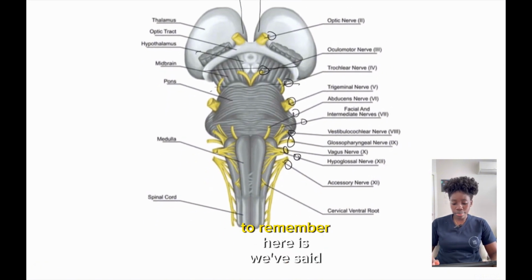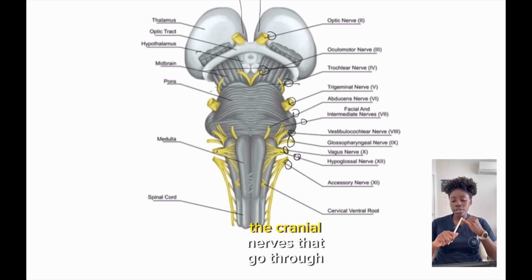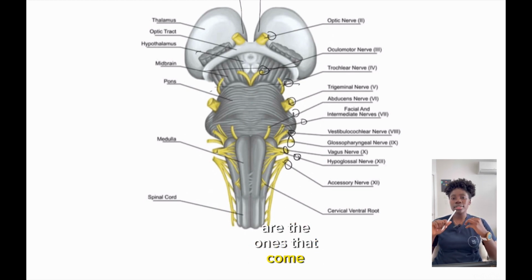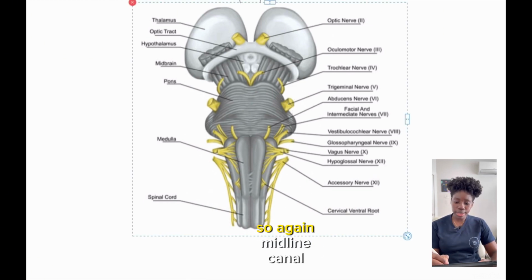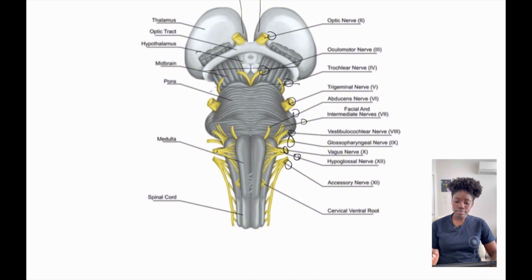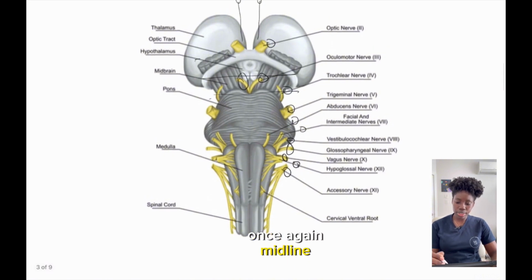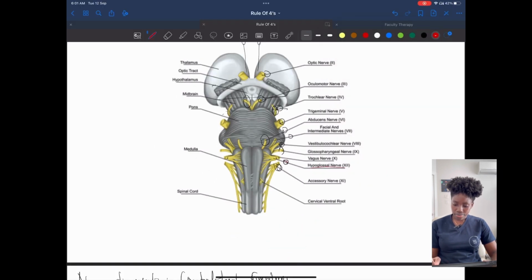Other things to remember here: we've said that the cranial nerves that go through the midline are the ones that are multiples of 12, except for 1 and 2. So you take away 1 and 2, that means you have 3, 4, 6, and 12 itself. So again, midline cranial nerves: cranial nerve 3, cranial nerve 4, cranial nerve 6, and cranial nerve 12. These are cut out and it would not show exactly how it is, but these are part of the midline cranial nerves.